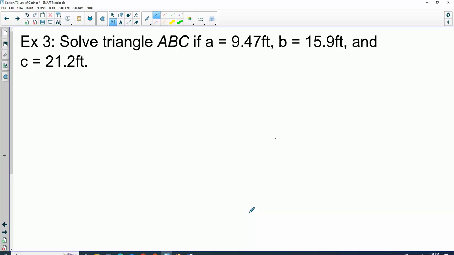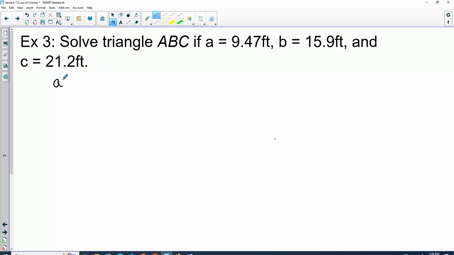So if I wanted to solve for A, A would have to be the smallest angle in my triangle, right? Because that's the smallest side. All right. Can I do law of sines? No. So we have to go with cosine.